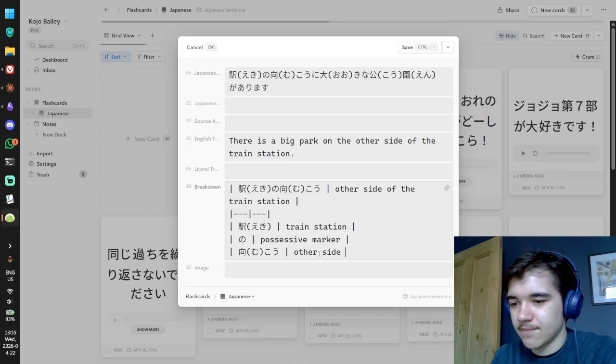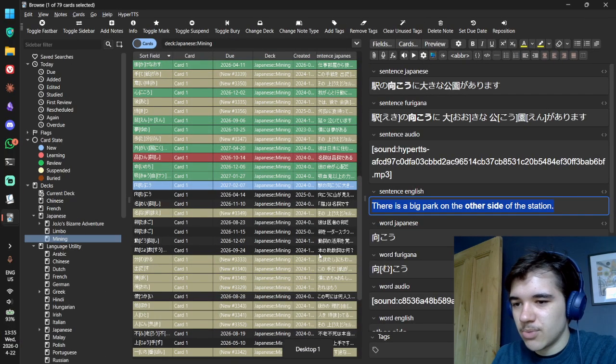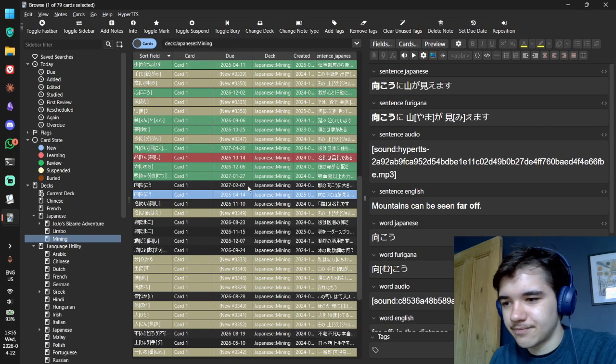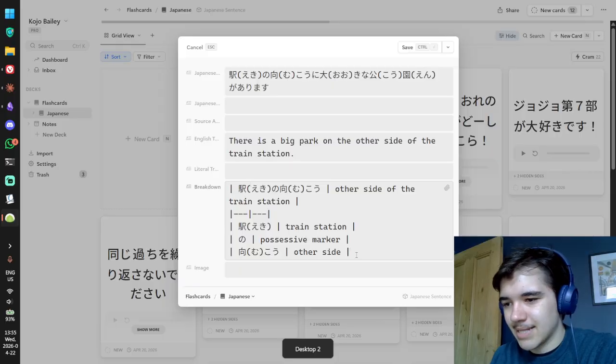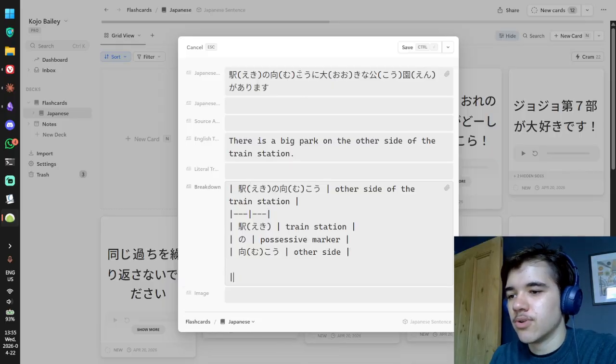Muko, other side of, well, no, other side. So muko could also mean far off, but contextual. So muko, and then ni is location marker.